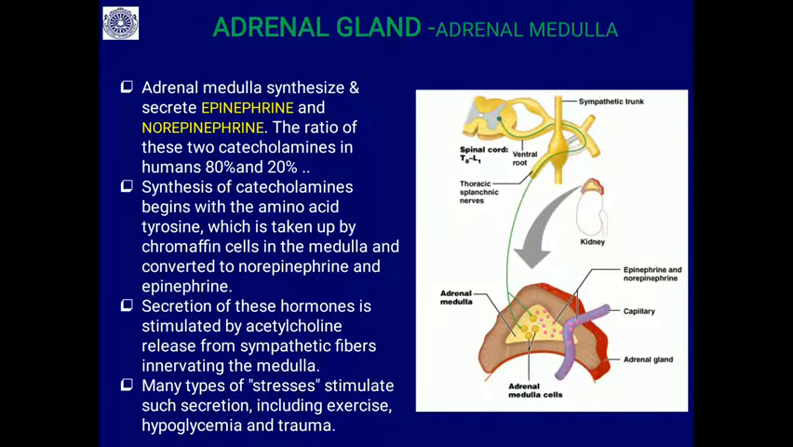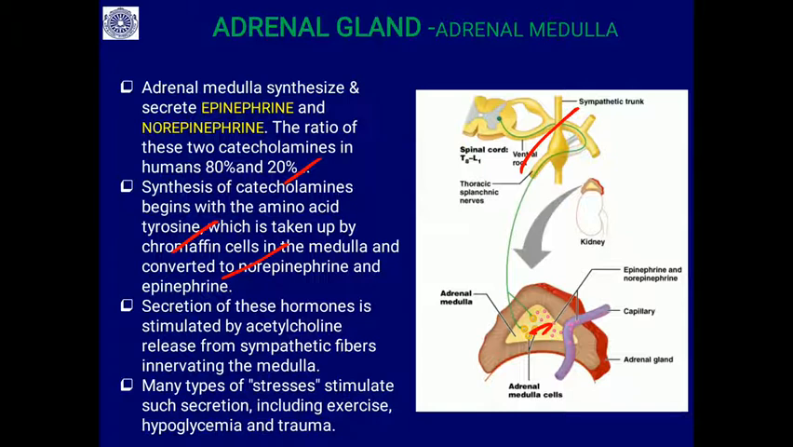Then the adrenal medulla synthesizes hormones called epinephrine and norepinephrine. These are called catecholamines, and there is about 80% epinephrine and 20% norepinephrine. These are synthesized from the amino acid tyrosine, which is taken up by the chromaffin cells of the adrenal medulla, and the secretion of these hormones is stimulated by the acetylcholine released by the sympathetic nervous system.